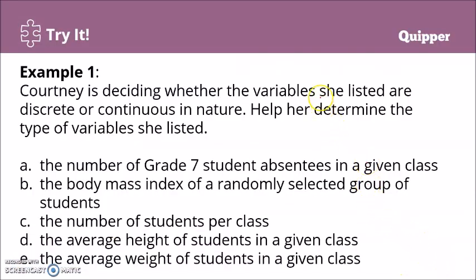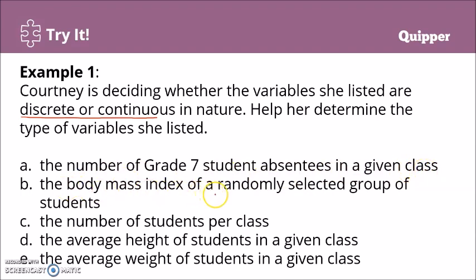Let's have an example. Courtney is deciding whether the variables she listed are discrete or continuous in nature. Okay, help her determine the type of variable she listed. Okay, what's the type of variables? Discrete or continuous? Let's have letter A. The number of grade 7 student absentees in a given class.